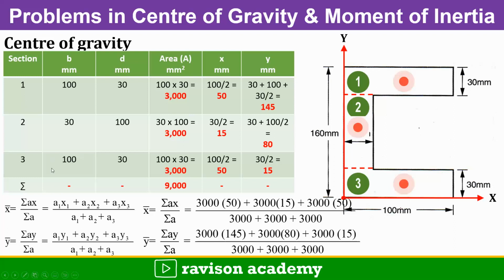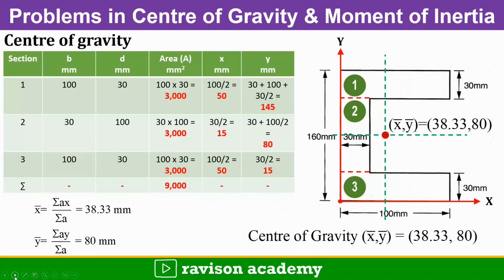Here a1 means the area of the first section, and x1 means x of the first section. Similarly, y bar equals summation ay by summation a, that is a1 y1 plus a2 y2 plus a3 y3 divided by a1 plus a2 plus a3, where y1 is the y value for the first section. On substituting these values, we get x bar as 38.33 and y bar as 80 mm. So the center of gravity x bar comma y bar is 38.33 mm and 80 mm.